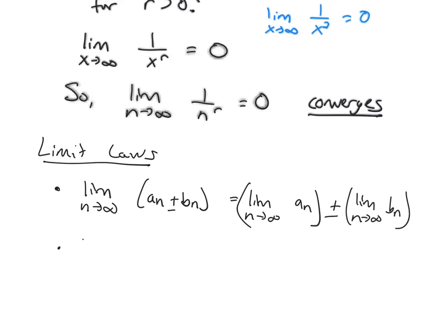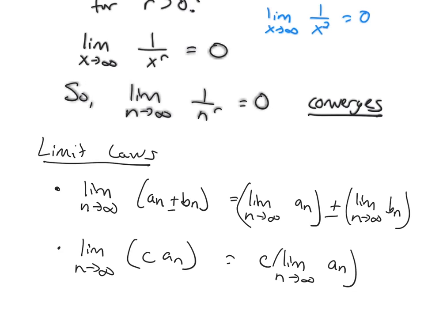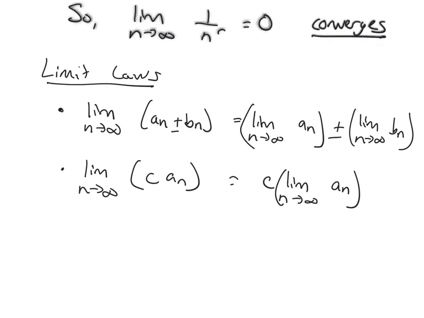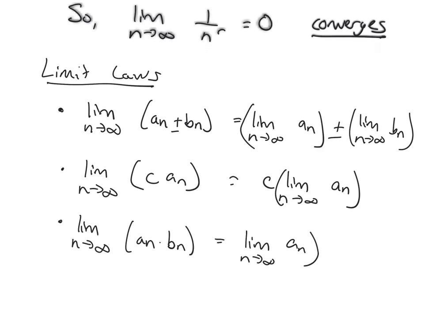You can pull constants out of limits. So if I have the limit of c a sub n, you can factor the c out if it's a constant. If you're computing the limit of a product, you can split it up as the limit of each term and multiply them.